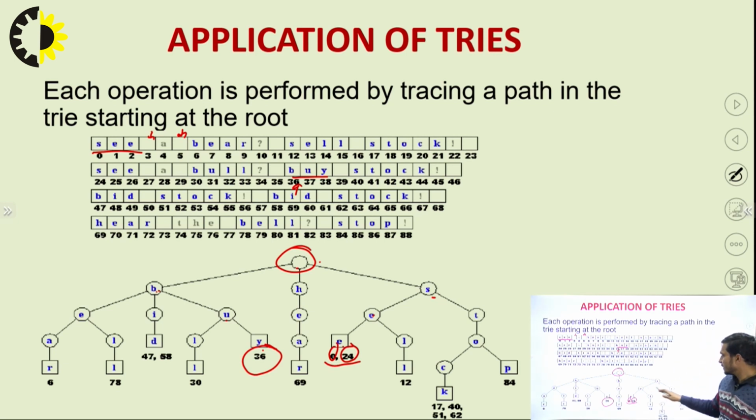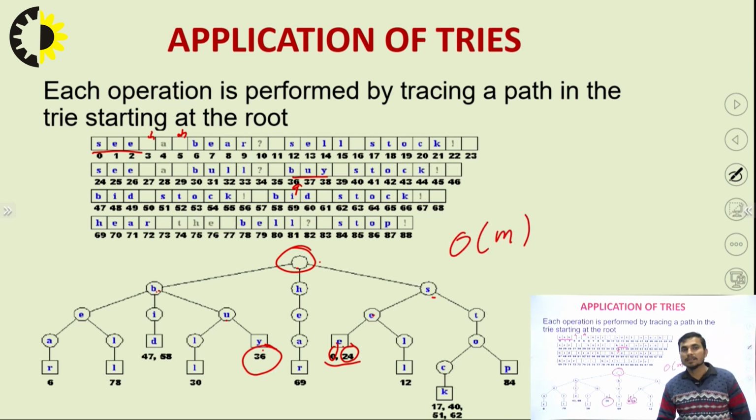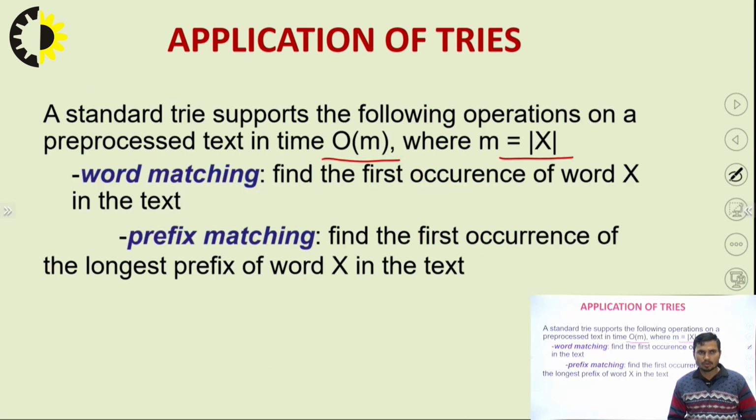So in this way we can store all the words available in this text, and we can search each and every word available in this text by using this trie in order of m time, which is very much less than the total length of this string. These trie data structures are very important for string matching, word matching, prefix matching, or basically data retrieval kind of operations.